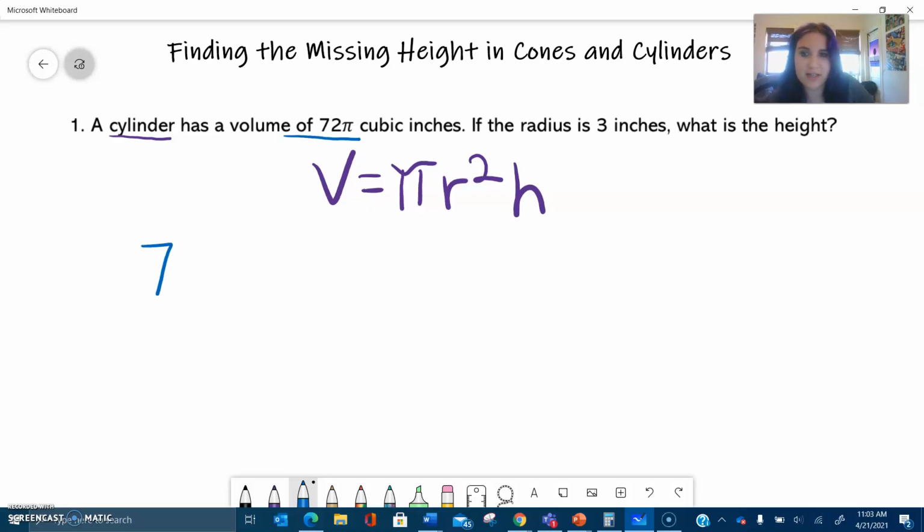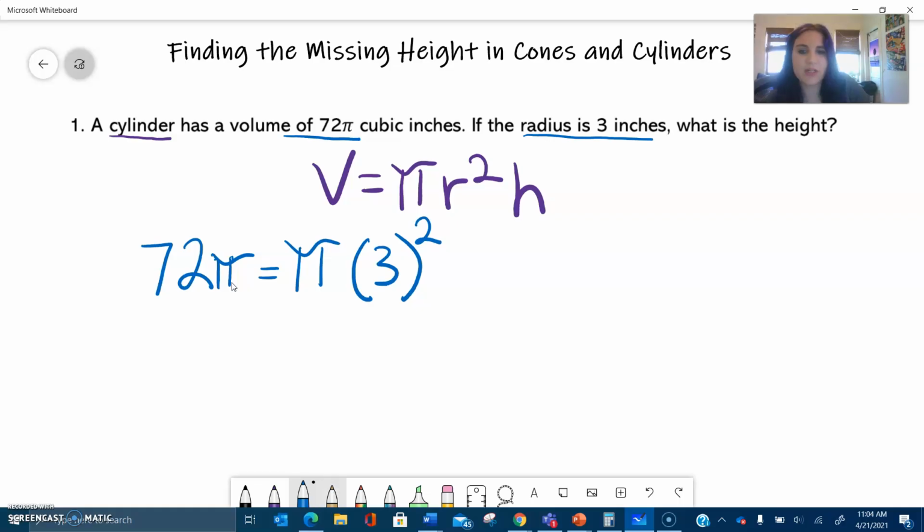I'm going to write over here, 72 pi. And the radius is 3 inches. So we have equals pi times the radius, which is 3. So I'm going to substitute the r with a 3 squared. And we don't know what h is. So h is what we're trying to solve for. So now we need to solve this equation for h.